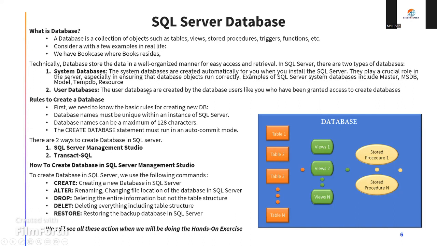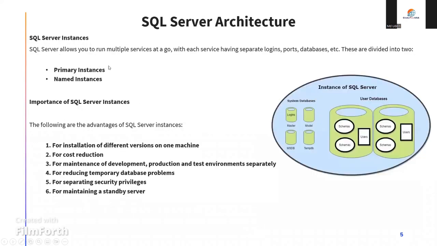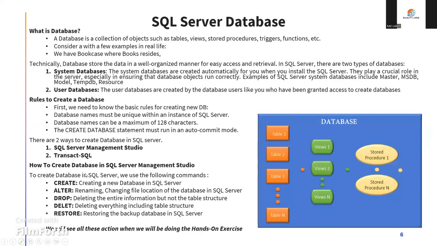So the system database is the primary instance when you create it. And when we store something, like a project of mine, that is the secondary database, not a named instance.